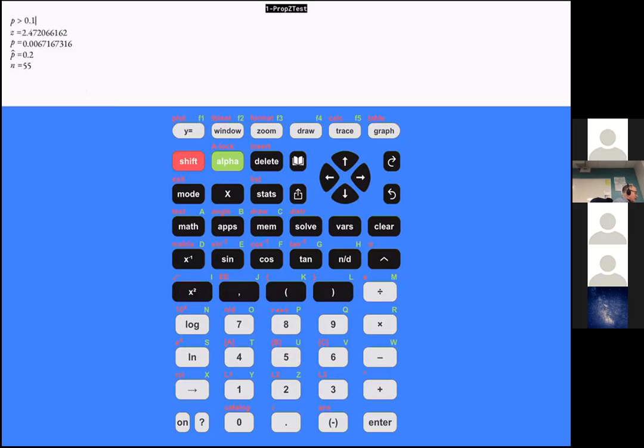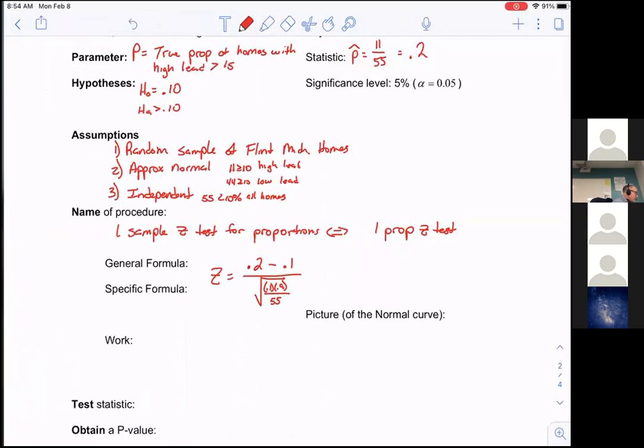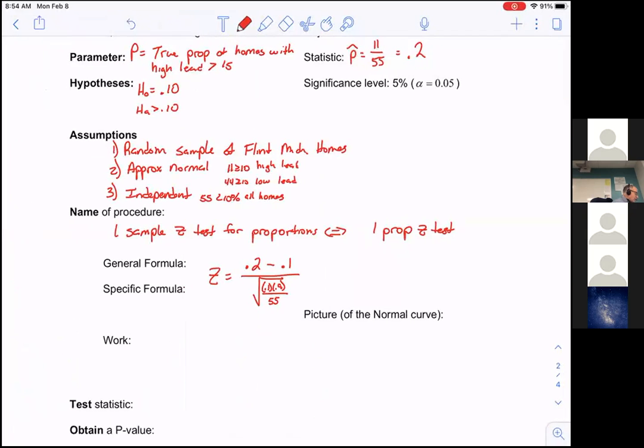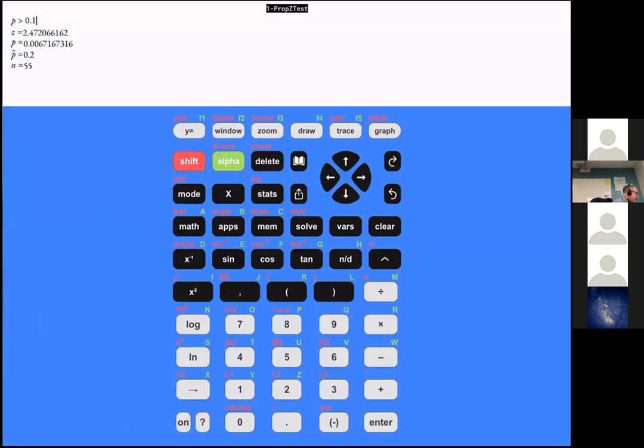If we were to draw that on a curve, we get a z-score of 2.47, which is really rare because the p-value is 0.0067. It also figured my p-hat as well as my sample size, so if you did this from the very get-go, it saved us a step. But let's go back to this. We're going back to our general formula. We got a z, a test statistic. What was our z-value? I've already forgotten. 2.47.